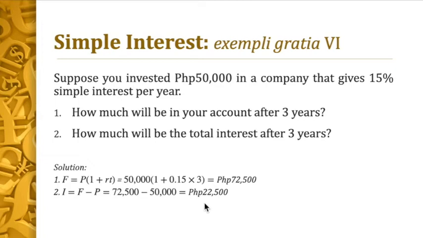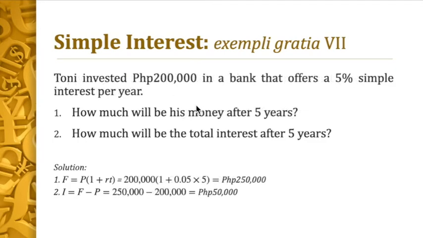So that's a pretty big amount of money because the R is also pretty big for this company. It's 15% per year. That's big, given that you have 50,000 pesos as your principal amount. Okay, let's have another word example for this.